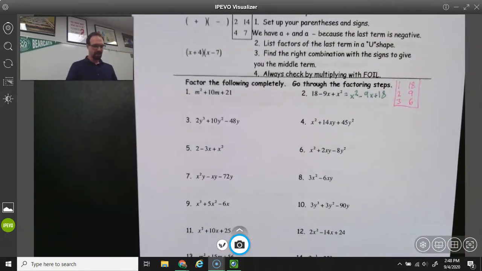So I'm just going to check, can I manipulate 1 and 18 to get me a 9? No. 2 and 9? No. What about 3 and 6? Oh, if both of those are negative, -3 and -6, and if I combine them together, then that's going to give me a -9. So let's see how this looks.